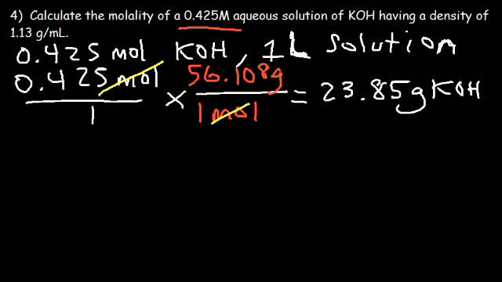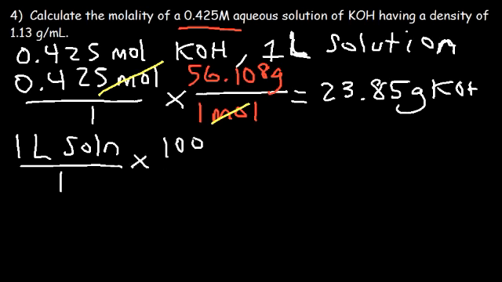Now, let's calculate the mass of the solution. If we could find the mass of the solute and the solution, we can therefore find the grams of the solvent. So let's use the density of the solution to get the grams of solution. So a 1.13 gram per milliliter solution means that we have 1 milliliter for every 1.13 grams. But let's not start with that. Let's start with the amount of volume that we have, which is 1 liter. So we have 1 liter of solution, and let's convert that into milliliters first.